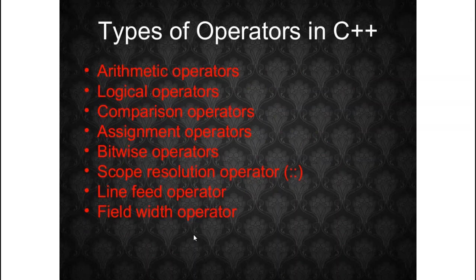Types of operators in C++. Arithmetic operators, logical operators, comparison operators, assignment operators, bitwise operators, scope resolution operator, line feed operator, and field width operator. We'll learn each of them briefly.